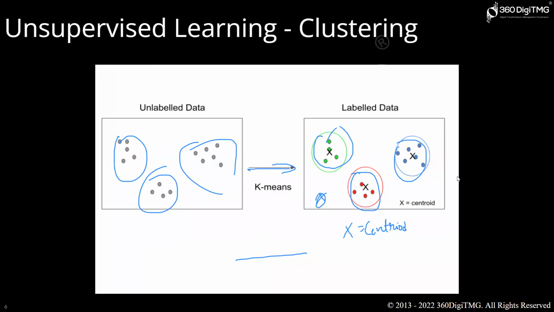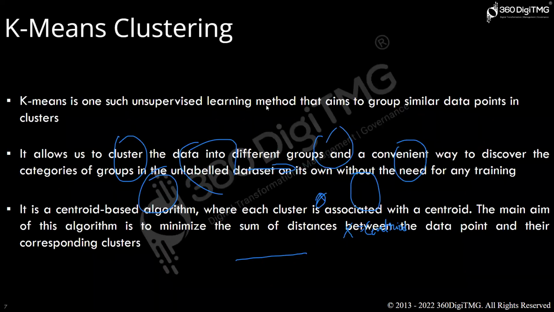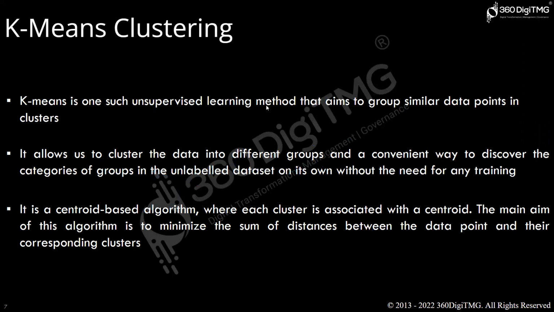Okay, so moving on. We're going to see what this k-means clustering is. K-means is one unsupervised learning method that aims to group similar data points into clusters. We have seen how it's going to cluster and group the data sets which are similar to or equal to each other.